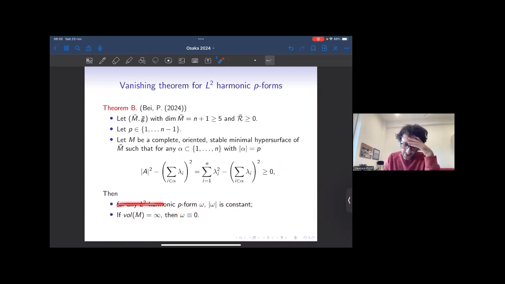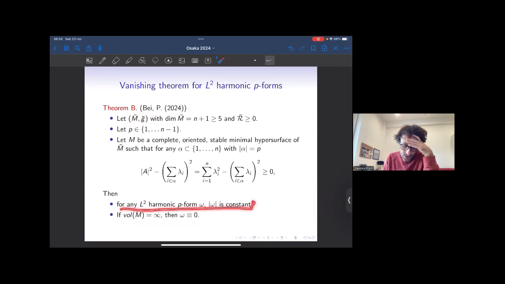Okay, so in the case of Tanno, we don't see this because we know that minimal hypersurfaces in Euclidean space have for sure infinite volume. And that's the reason why in Tanno we go directly to this conclusion. But in general, since here we don't know, in principle it could be compact.